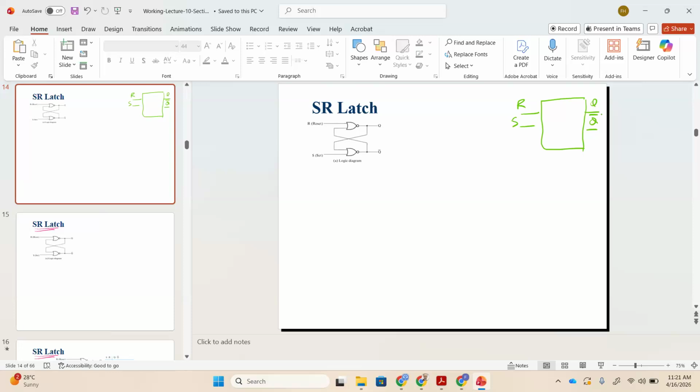Now if you look here, if the inputs are R and S and the outputs are Q and Q bar, how many combinations will there be? Anyone may answer. 4.